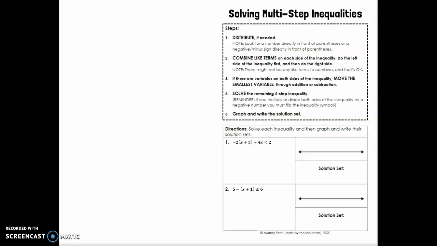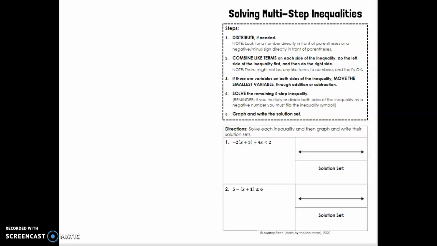Number 3, if there are variables on both sides of the inequality, and this goes for the equation too, move the smallest variable through addition or subtraction. Now this is specific to inequalities, but it can also work in equations as well. Move the smallest variable through addition or subtraction. The reason is to keep the variable term positive.